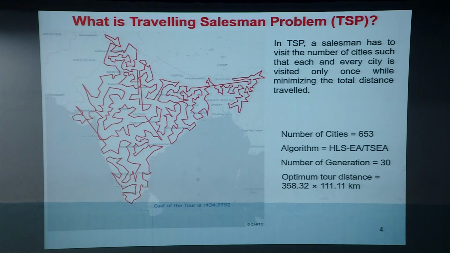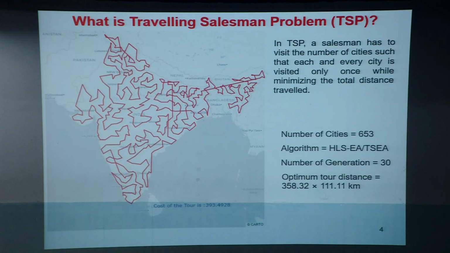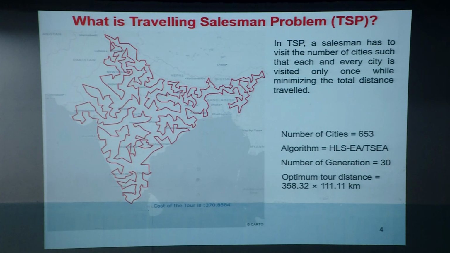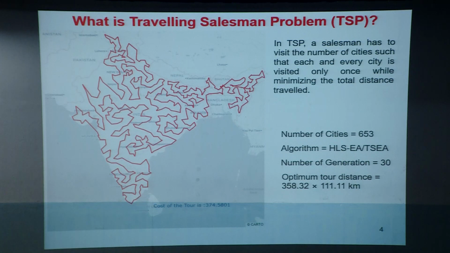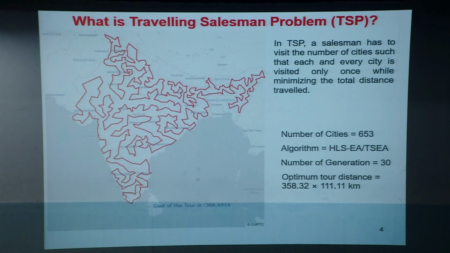So if you look at the traveling salesman problem, the simple definition is the salesman has to visit a number of cities such that he visits each city only once, and while doing that, the distance has to be minimized. That is what the traveling salesman problem is.